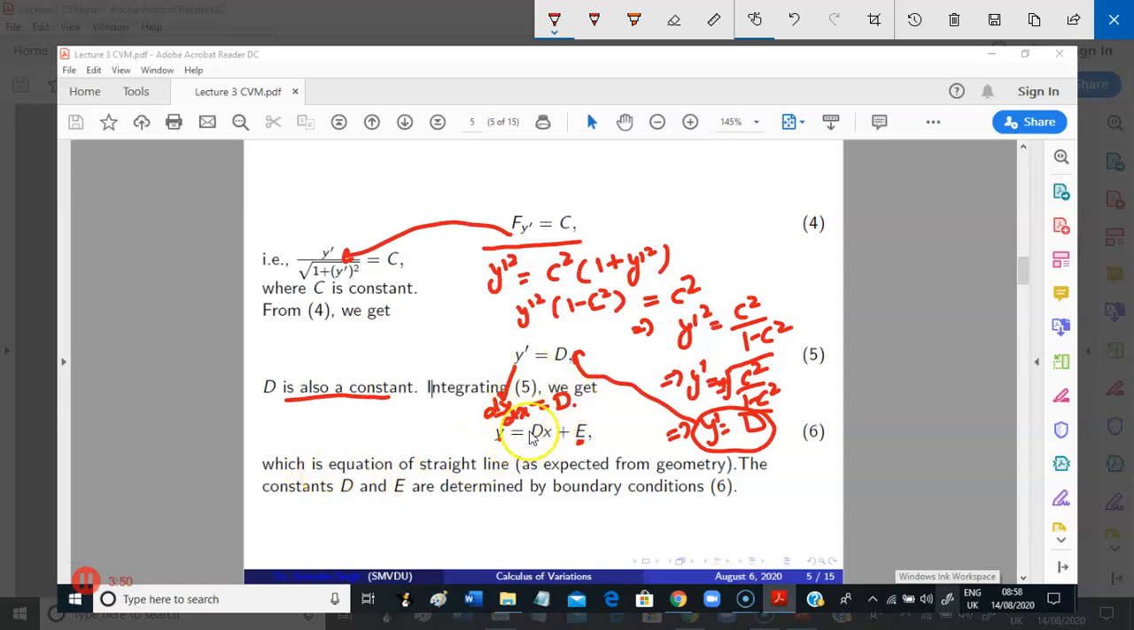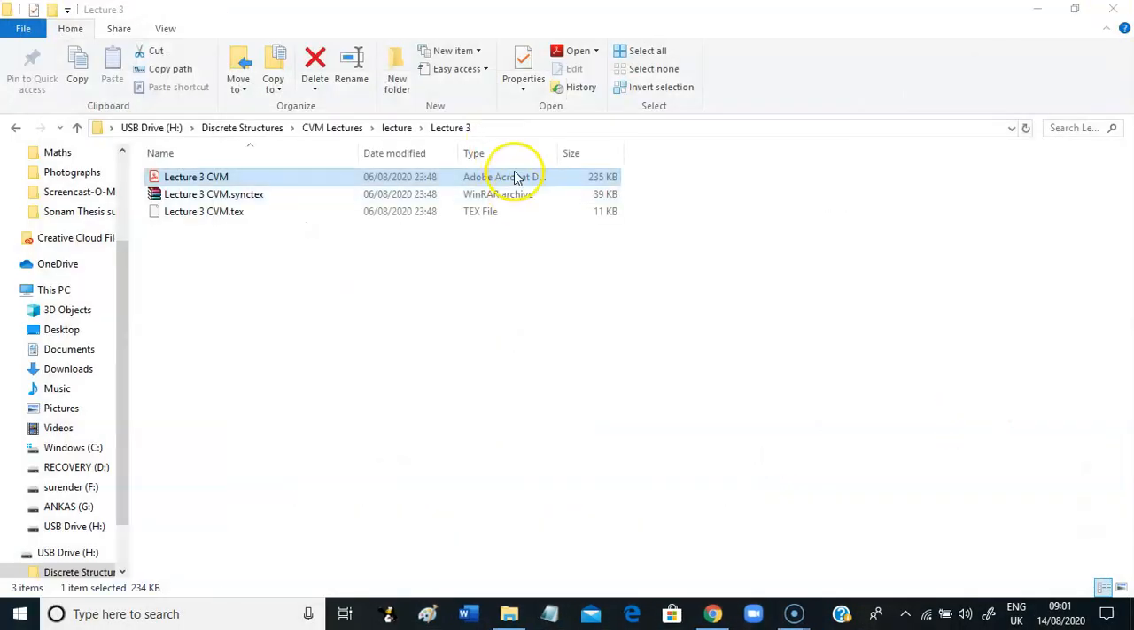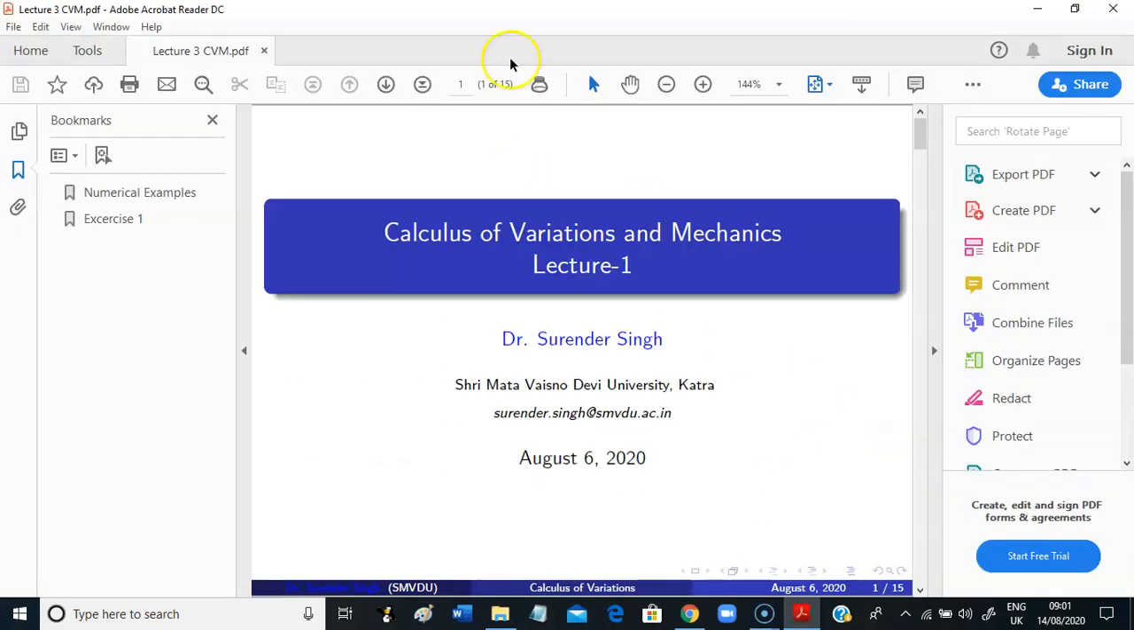Now, solving that Euler equation, you have obtained the value of y. The value of y is dx plus e, and this is the equation of a straight line. So what does it mean? It means that the distance between the 2 points A and B is minimum when we move from A to B through a straight line. This is the mathematical explanation of that fact, and it gives you the proof of this problem.